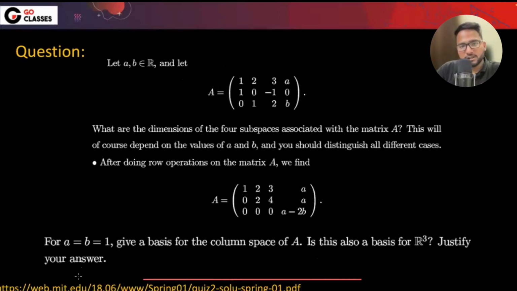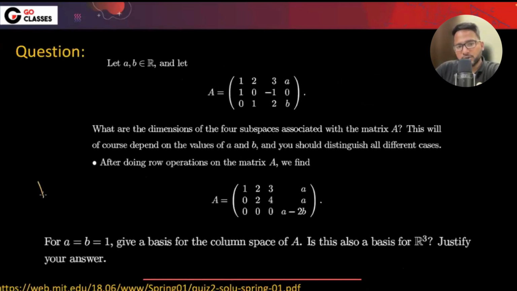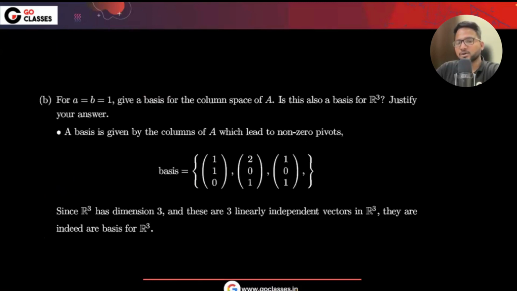Now again, there's a question from MIT, and I think this is almost the same question, but they have something else. For A equal to B equal to 1, give a basis for the column space, and also, is this also a basis for R3? So they are saying if A and B are 1, then give the basis for the column space of A. Again, the answer is on the next page. You just try this also as homework, because the answer is already there on the next page.